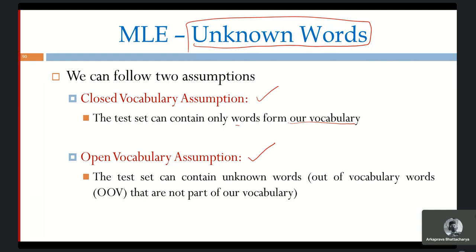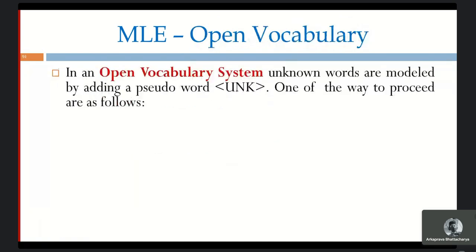When you look at the open vocabulary assumption, this is much more flexible. The test sentence can contain unknown words, which are what we call out-of-vocabulary words, or OOV. They are not part of our vocabulary. So in this open vocabulary assumption, you can go on adding new words, and what we do is add a pseudo word like UNK, that is, unknown.